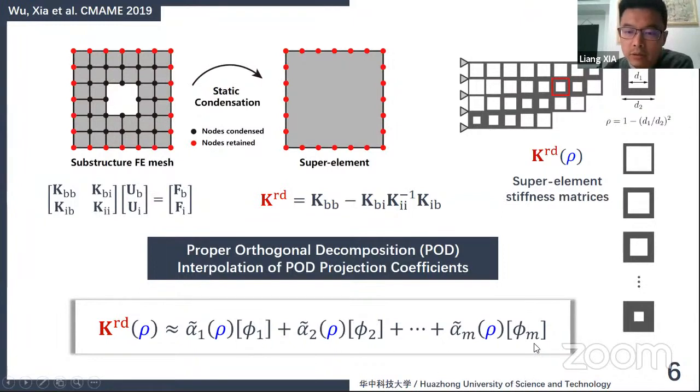Here, phi 1 to phi m are the eigenmodes or common features of these stiffness matrices extracted by the proper orthogonal decomposition. Once this expression is established, we can derive analytical sensitivities, and thereafter topology optimization or size optimization can be straightforwardly performed following a standard design procedure.